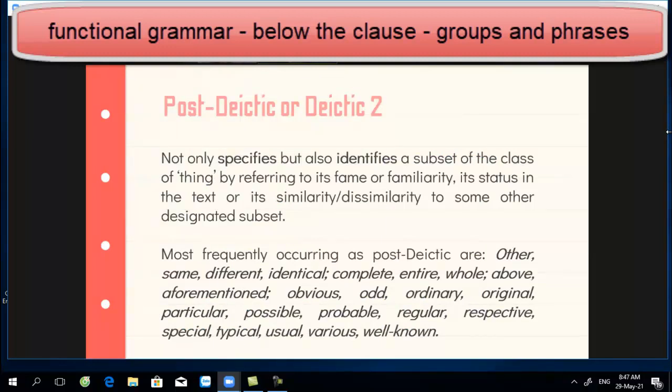There may be a second deictic element in the nominal group, one which adds further to the identification of the subset in question. We will refer to these as post-deictic or deictic number two. It not only specifies, but also identifies a subset of the class of thing by referring to its fame or familiarity, its status in the text, or its similarity or dissimilarity to some other subset. Most frequently occurring as post-deictic are the same, different, identical, complete, entire, whole, above, aforementioned, obvious, odd, ordinary, original, particular, possible, probable, regular, respective, special, typical, usual, various, and well-known.